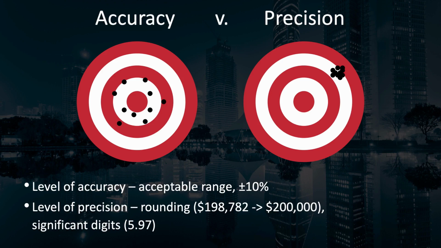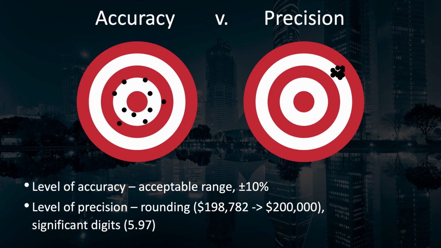For example, when estimating a number in the hundreds of thousands, the less significant digits are usually not all that reliable. If the estimate of $198,782 has a level of accuracy of plus or minus 5%, then it doesn't make sense to report the estimate with this level of precision. It gives a false sense of accuracy to the estimate. In this case, it makes more sense to round the estimate to $200,000.